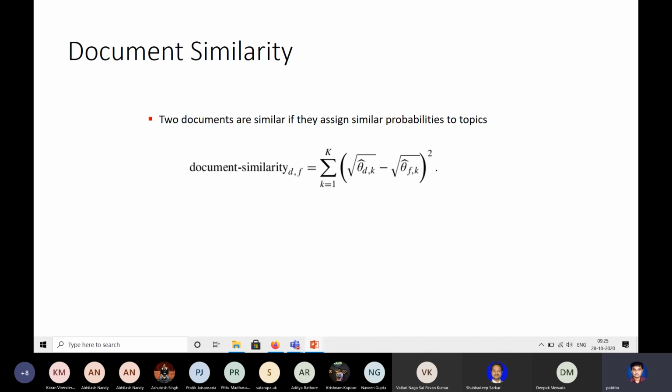You can think of it as a bag of genes. A DNA is a bag of genes. We are forgetting about the sequences. And then a topic of a gene, a topic is a collection of genes representing, say, a particular phenotype or a characteristic. And you can do topic modeling, all such things.